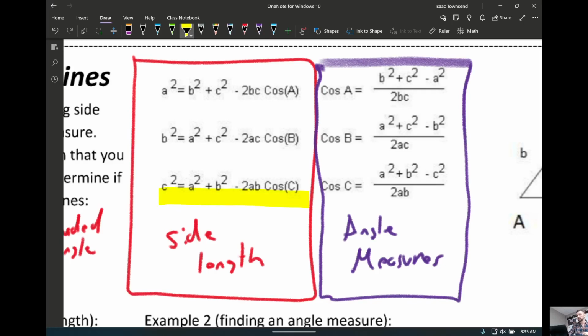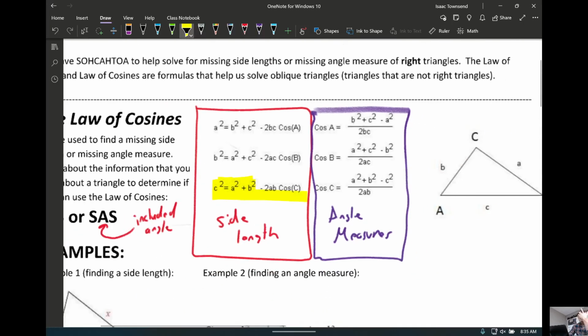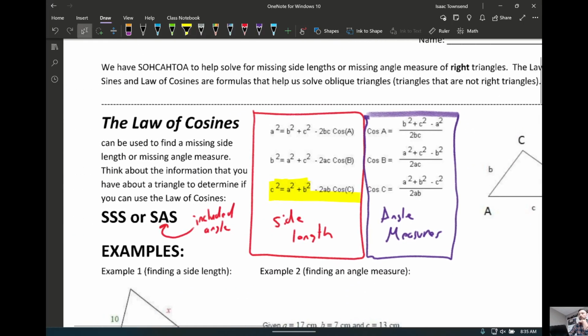This one is almost a squared plus b squared equals c squared. It's almost the Pythagorean theorem. Now remember, the Pythagorean theorem only works on right triangles, whereas the law of sines and the law of cosines will work on oblique triangles, so that's triangles that don't have a right angle.